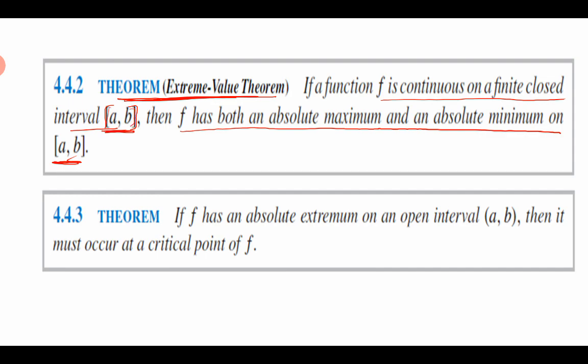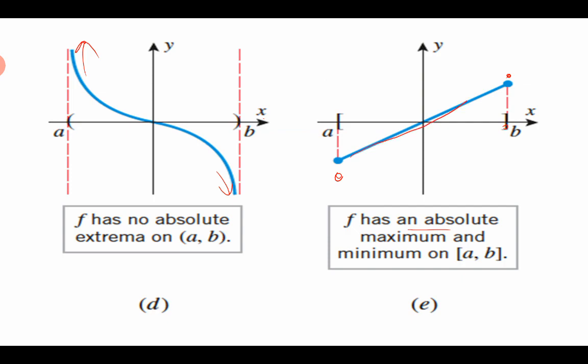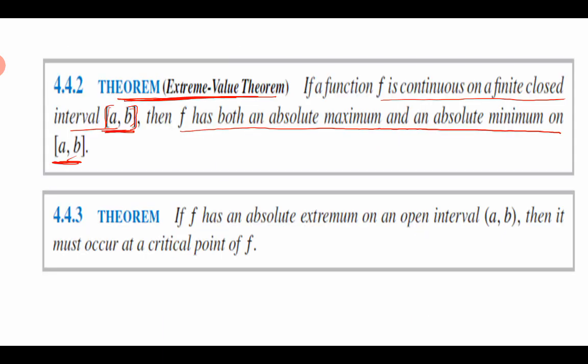See, f is continuous in this interval and the interval is closed. In this case, just like the previous case, it is continuous and the interval is closed, so we have a maximum and a minimum. Now, if f has an absolute extremum, either maximum or minimum, in an open interval, not a closed interval, we cannot calculate f at a and b because it is an open interval. Then the extrema should occur at a critical point.